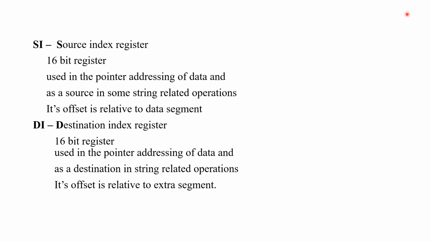Destination index register, 16 bits. The destination index register serves as a destination pointer in string operations. It holds the offset address of the destination operand, allowing the microprocessor to move data between memory locations efficiently.